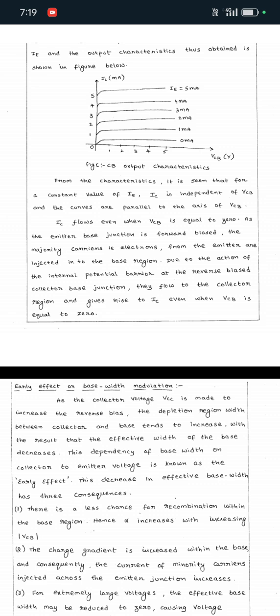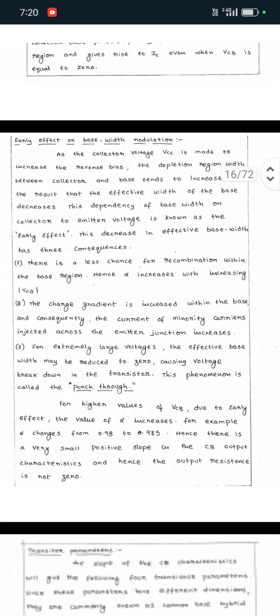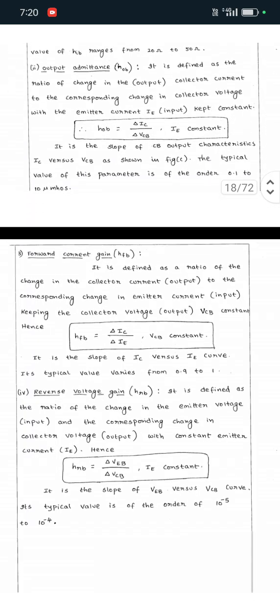As the emitter base junction is forward biased, the majority carriers, electrons from the emitter, are injected into the base region, due to the action of the internal potential barrier at the reverse biased collector.